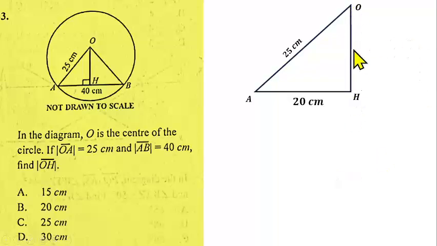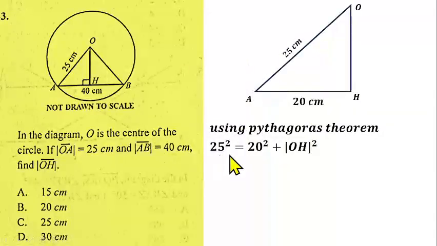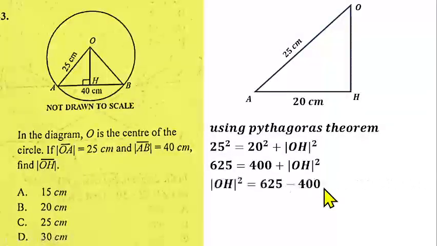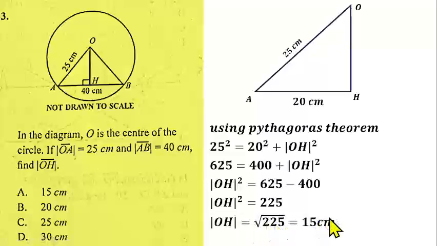So you can use that to find this side OH using Pythagoras theorem. So we can say that the square of the hypotenuse, which is 25 square, equals to the sum of the square of the remaining two sides. That will be 20 square plus OH square. So that should give us 625 equals to 400 plus OH square. Collect the like terms, you have OH square equals to 625 minus 400. That will give us 225. Find the square root of both sides. OH will be 15 centimeter, which is option A for question number 23.